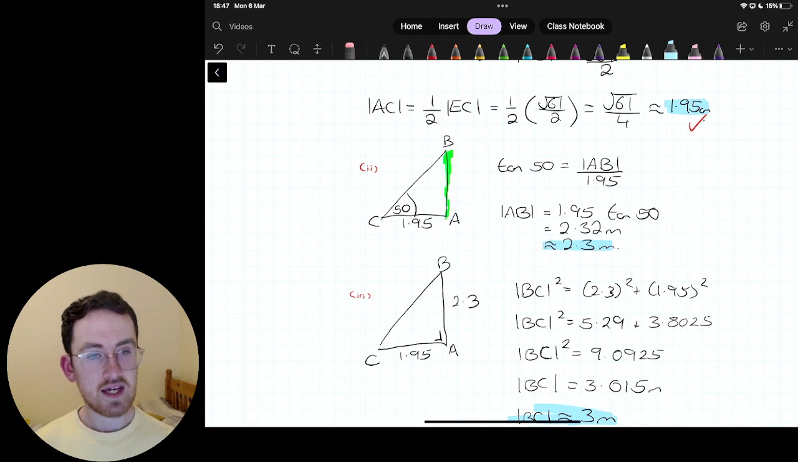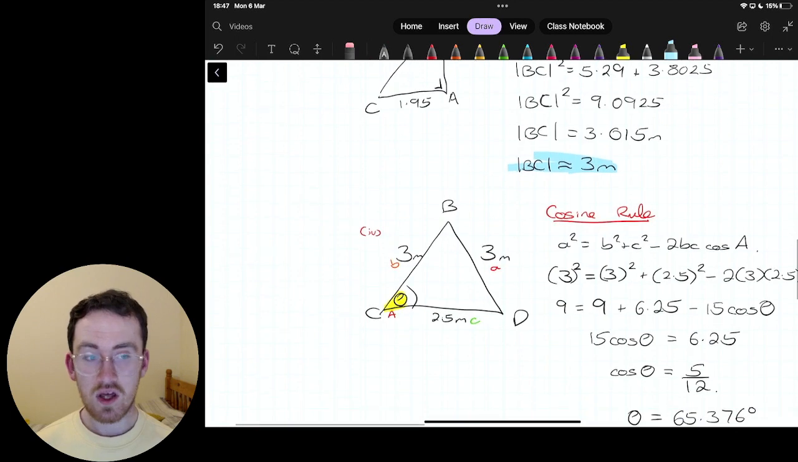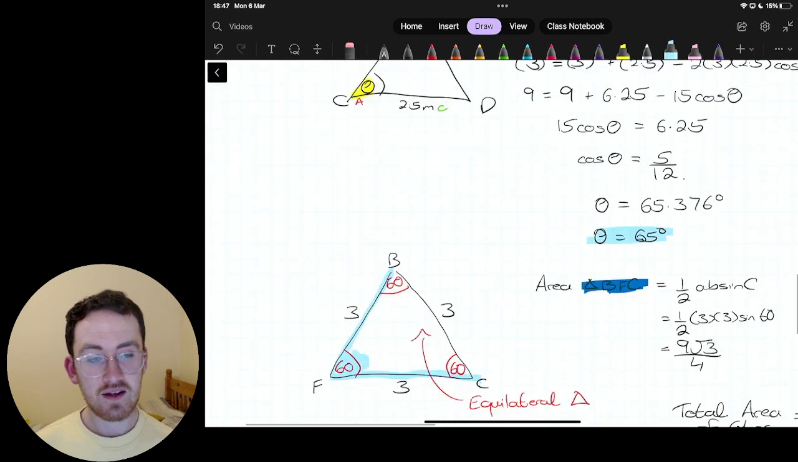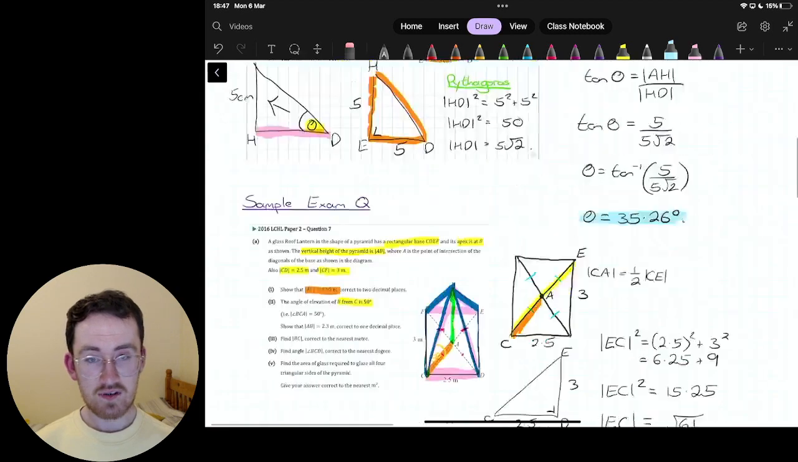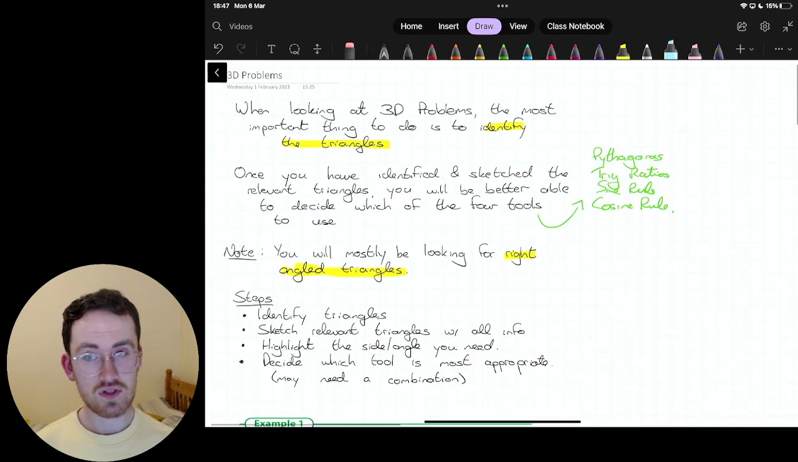We saw that we were using Pythagoras quite a lot, and we were using our trig ratios quite a lot. Cosine only came in at the end, and area of the triangle came in at the end as well. So making sure that you're really comfortable using all of those rules is going to be really important for any of the 3D problems.